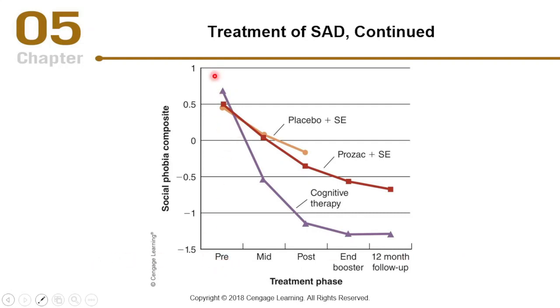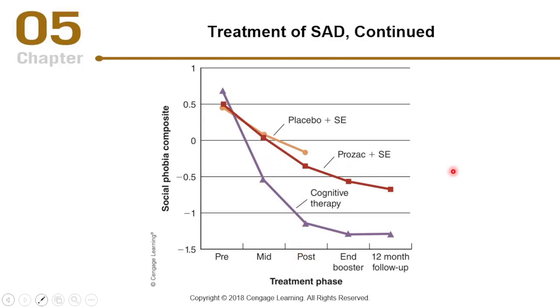So the baseline before the treatment, we can see na ang taas ng anxiety or the social phobia composite. So lahat sila nandito sa level na to. And then when the treatment started, so placebo plus self-exposure, so may tinatake lang silang gamot pero wala naman talagang active ingredients yon. So bumaba siya pero hanggang dito lang sa part na yon.